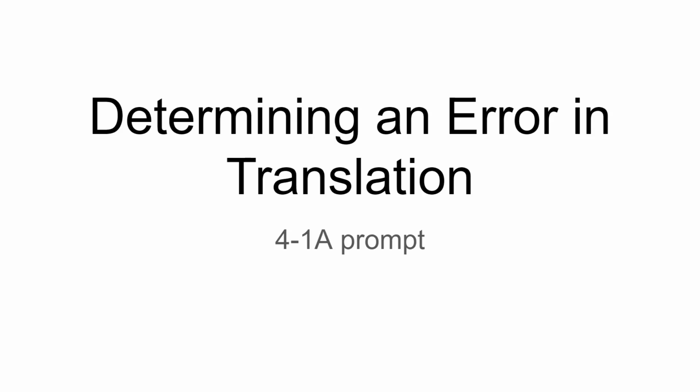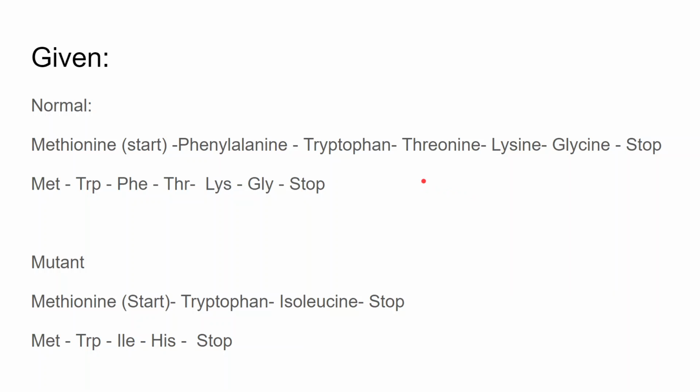This is determining an error in translation based on a given protein. Given the protein that starts with methionine, phenylalanine, tryptophan, threonine, lysine, and glycine, and a stop codon, we'd like to create a mutant protein based on methionine, tryptophan, and isoleucine, and a stop codon.